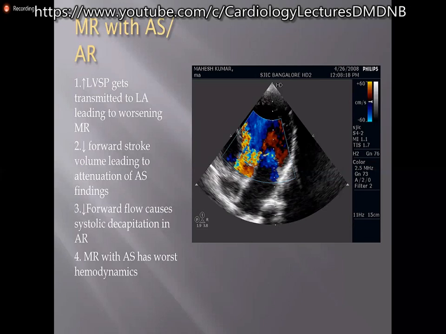So suppose a patient has both AS and MR. If there is an ectopic, clinically you are able to differentiate whether the murmur is because of AS or predominantly because of MR. If it is MR, following an ectopic there is not much change in the intensity of the murmur. If it is an aortic stenosis murmur, following an ectopic there is always an increase in the intensity of the murmur. These are some of the clinical tips.